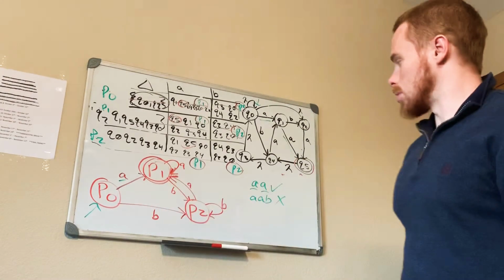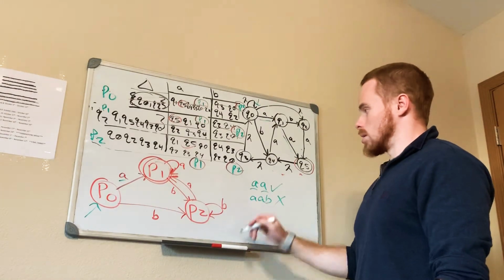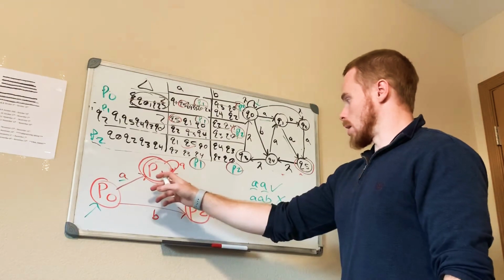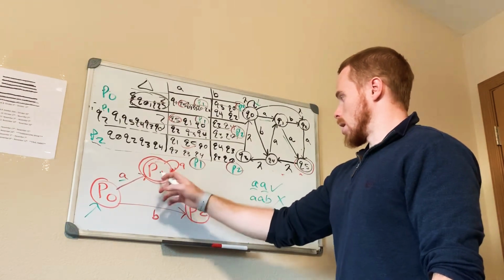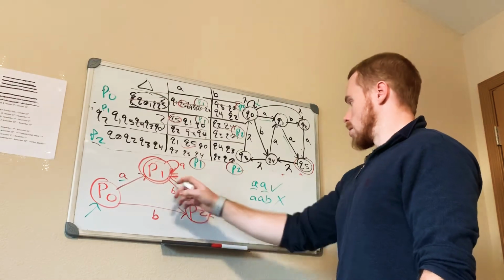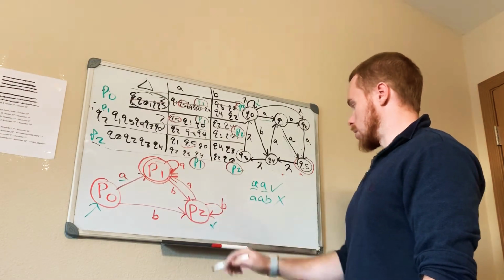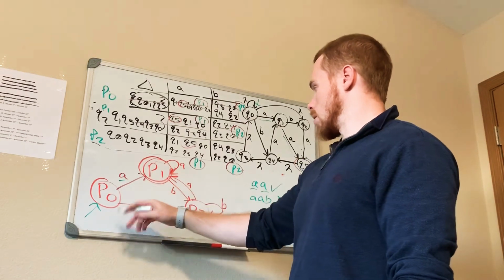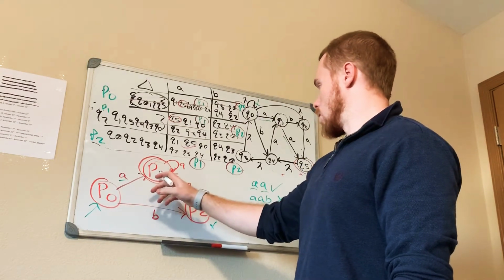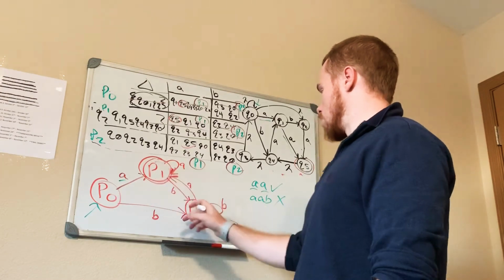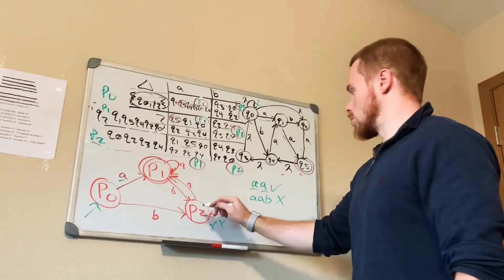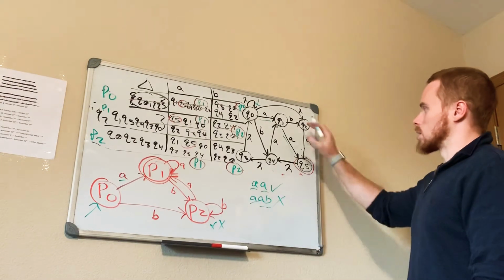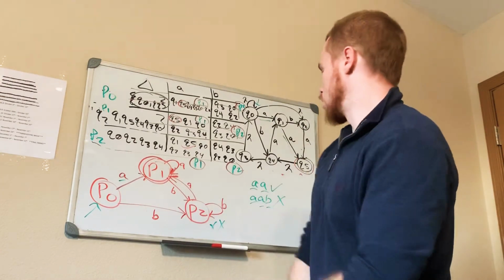Let's check out this one. Is AAB accepted? If we have A, and then we can have A, and then B, this is not an accepting state. We can use a self loop A and then B, but we're still going to be in P2. This is not an accepting state. So AAB is not accepted by both of these machines.